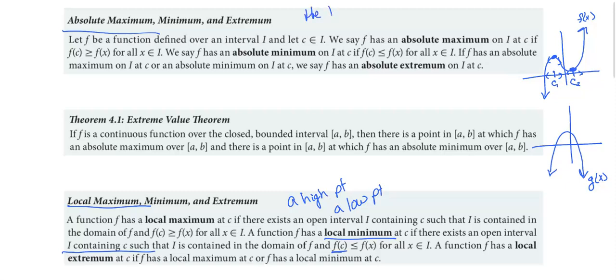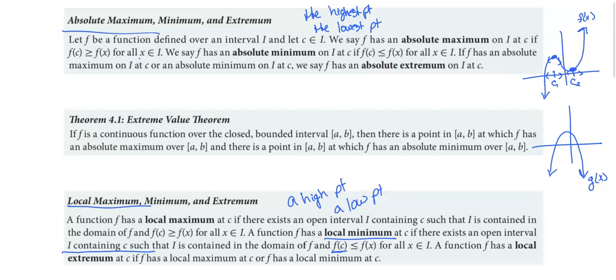And that's going to be a little bit different than when we talk about absolute mins and maxes, because now we're talking about the highest point or the lowest point on the graph. So we say f has an absolute maximum on I at c if f of c is greater than or equal to f of x for all x in that interval.